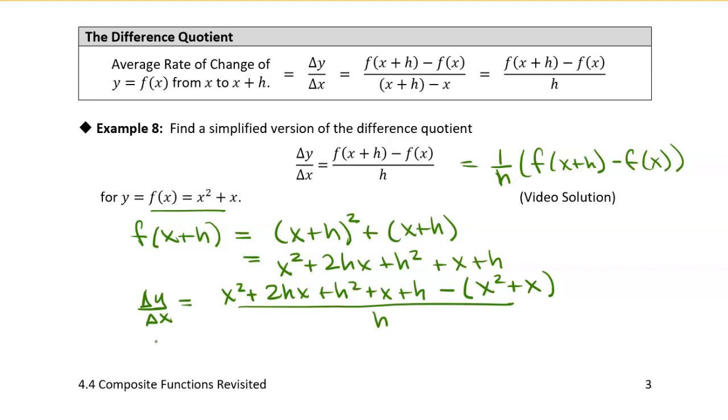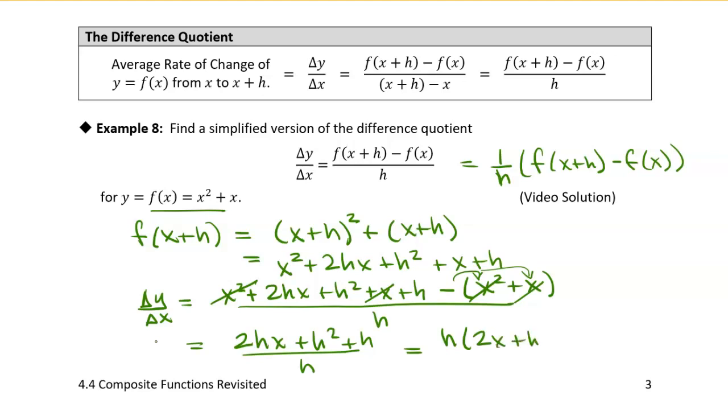All right, let's simplify. Now, I can distribute this negative, right? I'm subtracting the whole thing. And when I do that, I'm going to get an x squared minus x squared. And so those x squareds will cancel. Here I have an x, and then this will end up being minus x. And so those will cancel too. So let's see what we have left. We have 2hx plus h squared plus h all over h. And you can see that every term in that numerator has a factor of h. So I'm going to factor it out.